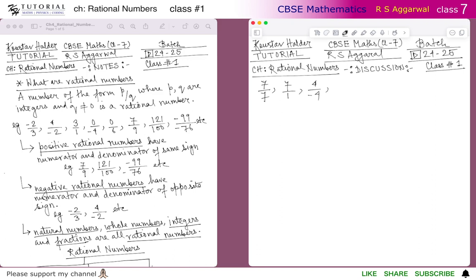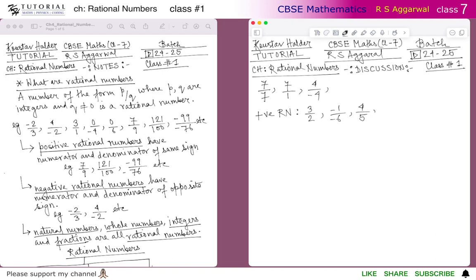In short I am writing positive rational numbers. So what are positive rational numbers? Positive rational numbers are those rational numbers where both the numerator and denominator, that is p and q, have similar sign. That is, they are either both positive or both negative. Like 3 by 2, minus 1 by minus 6, like 4 by 5.